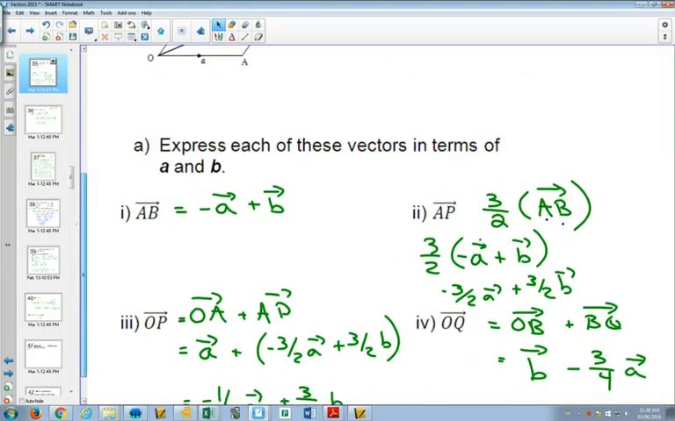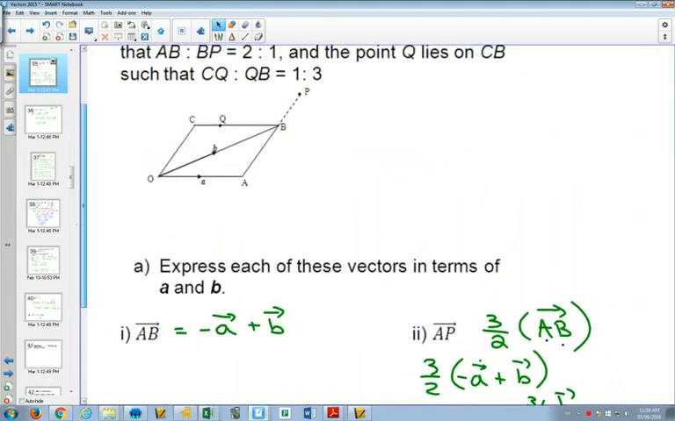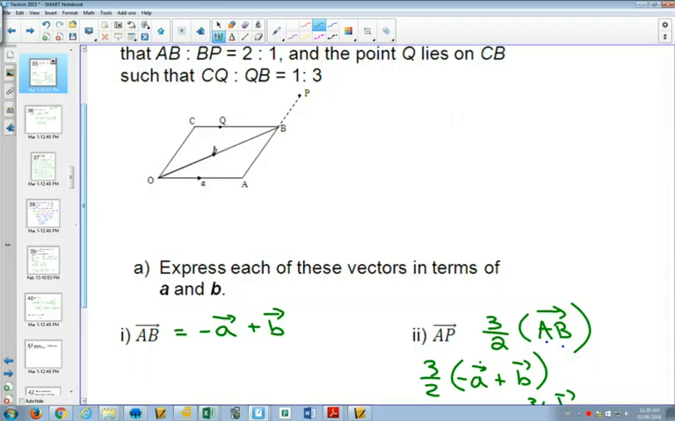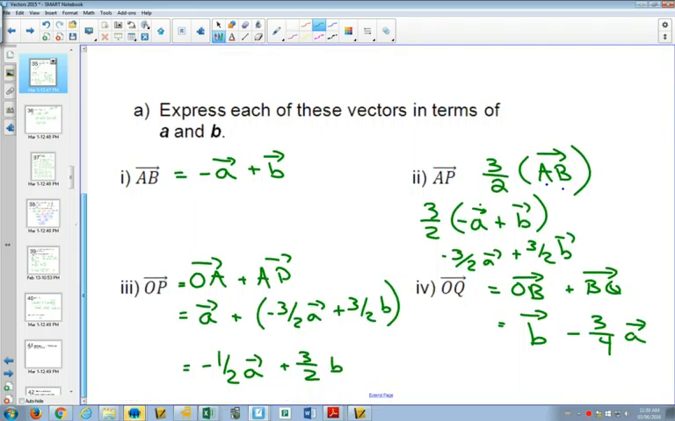The third part, now finding O to P, I could go from O to A, since I know that, and since I just figured out A to P, if I go from O to A and then A to P, that'll be the same as going from O to P. So now I've found my position vector for P. And simplifying that, I'll get negative 1/2 A plus 3/2 B. Look at that, forgot some arrowheads.